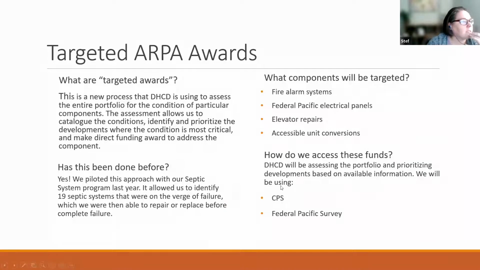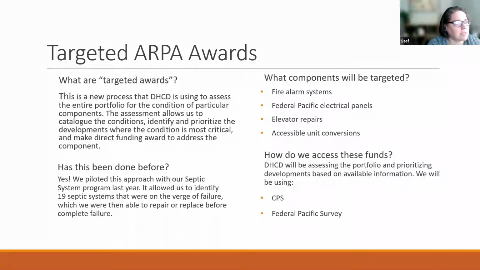And then, of course, like I said, targeted awards are ways that we can really try to address some systemic issues that we've seen across the portfolio. We've done something similar in the past where there were a lot of septic failures throughout the portfolio, and we did a study that allowed us to identify 19 septic systems that were about to fail, and we were able to upgrade them. So that was great.